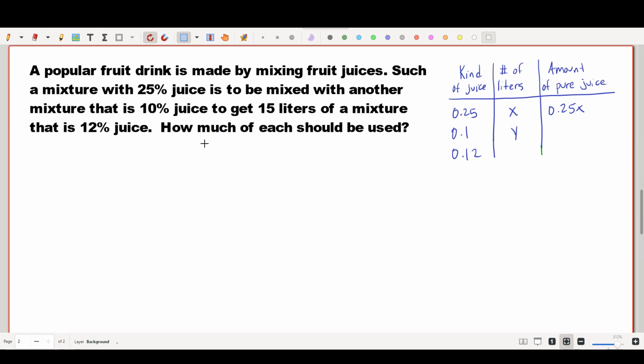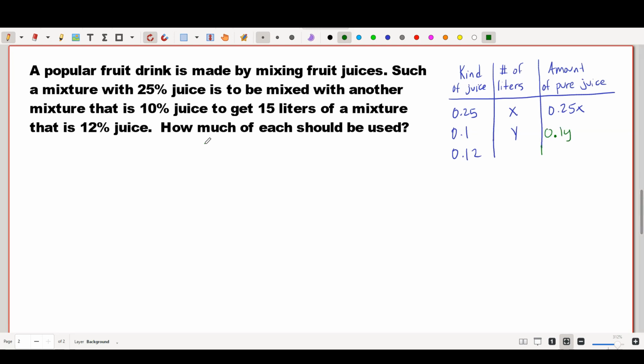Same thing with the second one: we have 10% juice, and we don't know how many liters we will be using in this problem, so we're going to call that y. So we're scaffolded here to use this chart as a guide to fill it in. If you look at the second column, if we have 10% juice and we have y liters of it, then how much pure juice would we have? Well, that would be 0.1y.